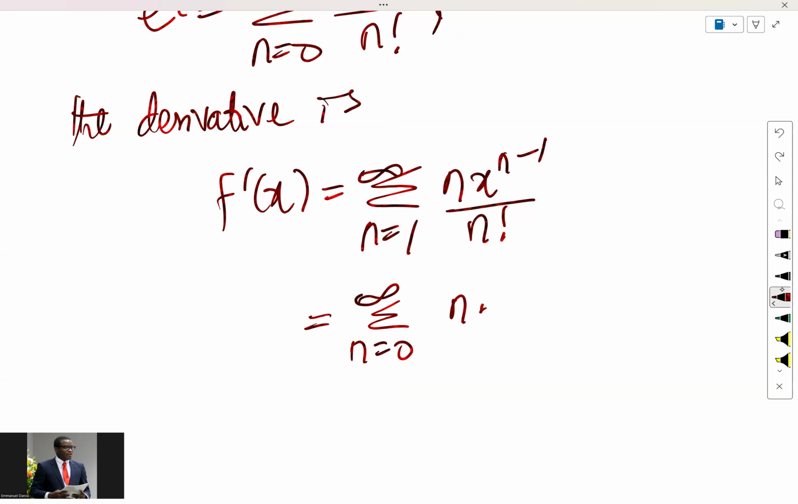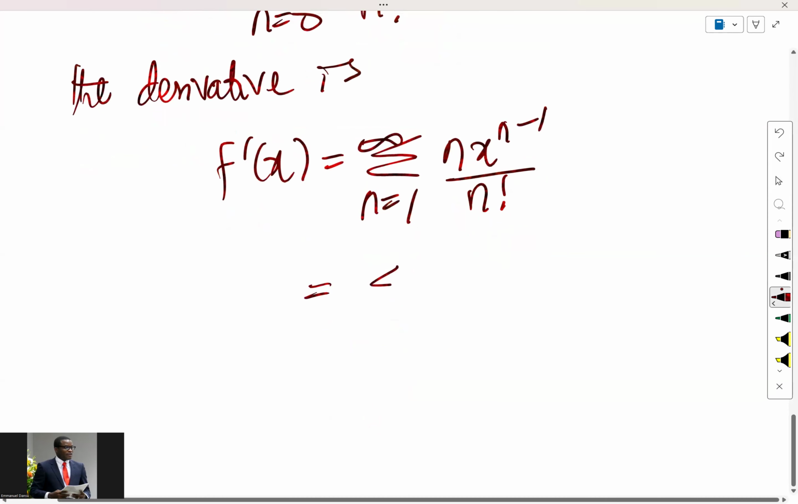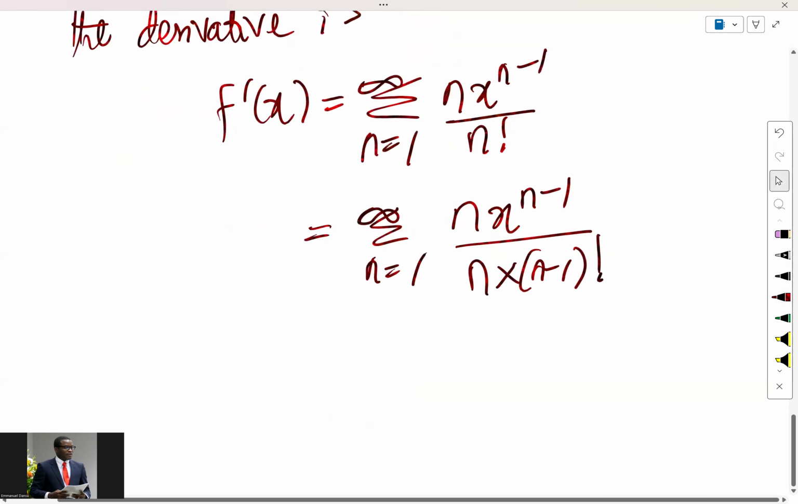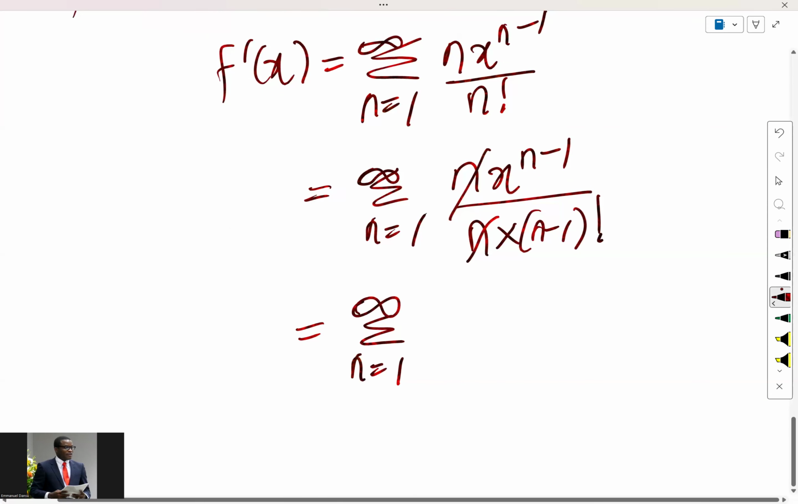Let me do it this way. Okay, so see what is happening here. So we have this, right? And then this is summation from n equals 1 to infinity, and this is nx raised by n minus 1 all over n factorial, which is actually n times n minus 1 factorial. Okay, so n cancels n, so we have still summation from n equals 1 to infinity of x raised by n minus 1 all over n minus 1 factorial. So this is us starting from 1.